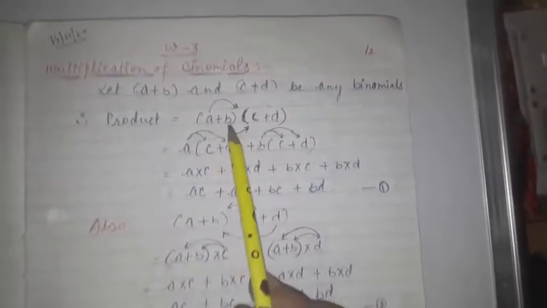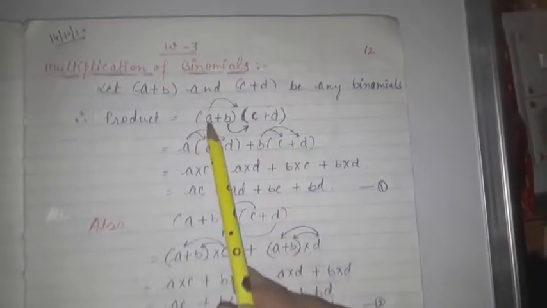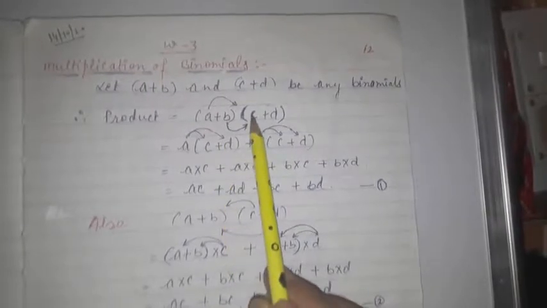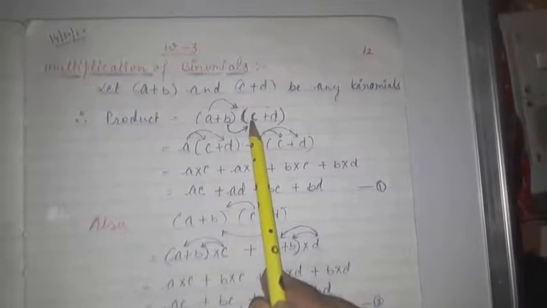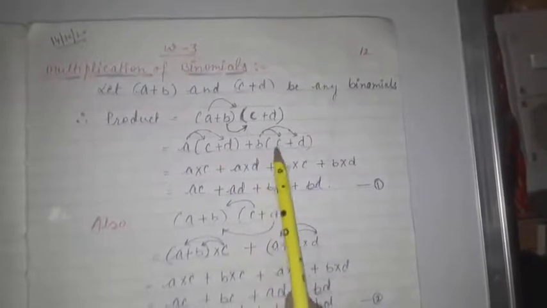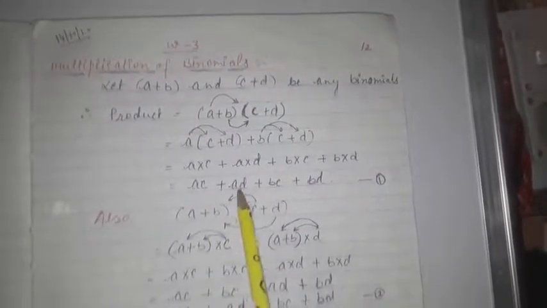So in this case, (a plus b) into (c plus d), we multiply the first term with the second binomial and then the second term with the second binomial, that is a into (c plus d) plus b into (c plus d). So in this case, a into c plus a into d. In the same way, b into c plus b into d. It is equal to ac plus ad plus bc plus bd.